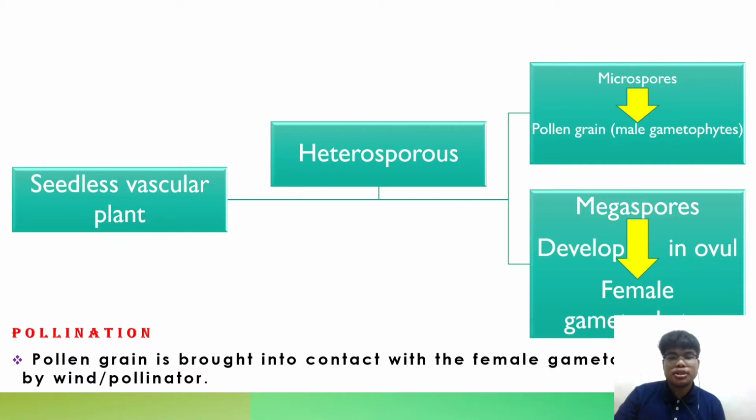Microspores will develop to become pollen grains, or what we call male gametophytes. Once the pollen grains are developed, pollination will occur. Pollination is when a pollen grain is brought into contact with the female gametophyte by wind or a pollinator. When this happens, the sperm will move toward the female gametophyte through the pollen tube, and the megaspore will develop in the ovule to become the female gametophyte.